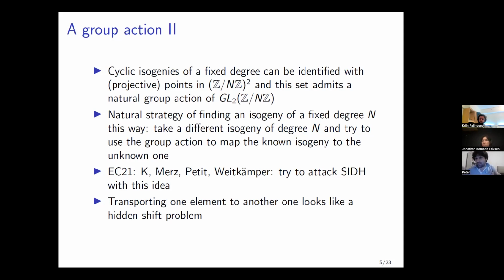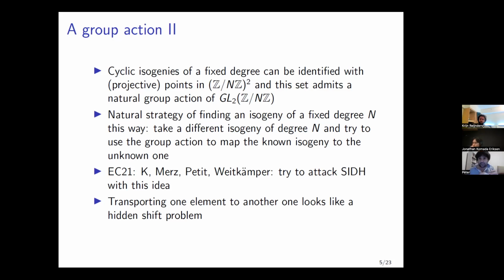And this somehow gives you a pretty natural strategy of using this group action. You have a secret isogeny that you want to find. You create one of the same degree, and then hope that you can find the group element taking the isogeny that you created to the secret one. This was the idea from our Eurocrypt paper, which was joint work with Simon-Philipp Merz, Christophe Petit, and Charlotte Weitkämper. We tried to attack SIDH, but we really wanted to fit all of this into a hidden shift framework.